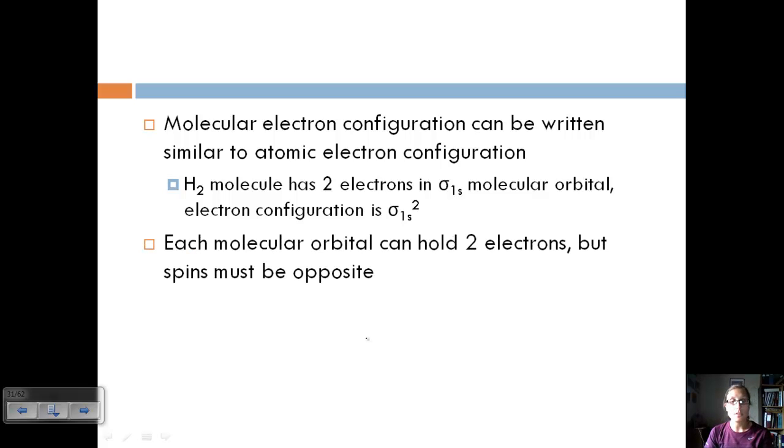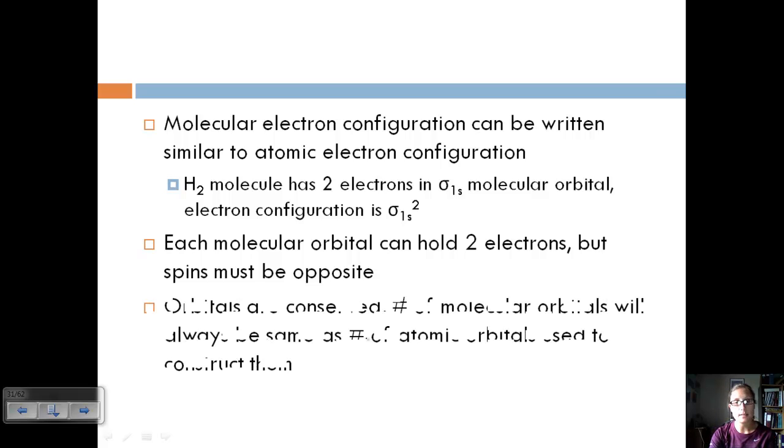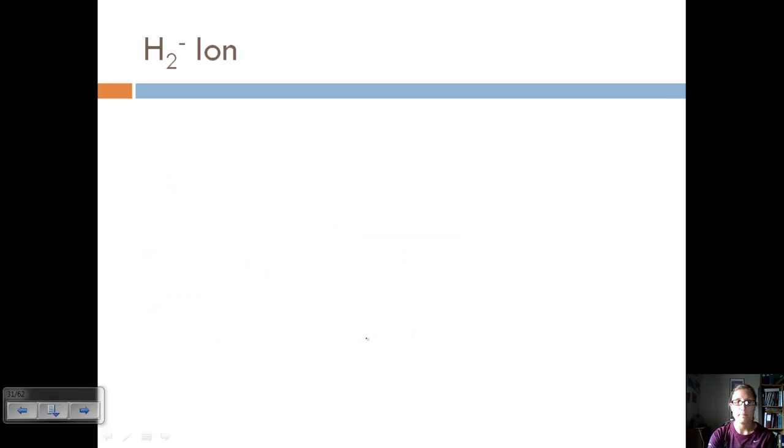Each molecular orbital can hold 2 electrons, just like the atomic orbitals, and the spins have to be opposites. And orbitals are conserved, so the number of molecular orbitals is always going to be the same as the number of atomic orbitals that was used to construct them. Okay, let's look at another example.